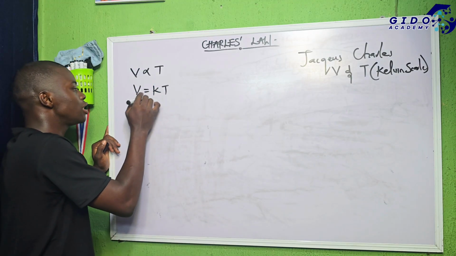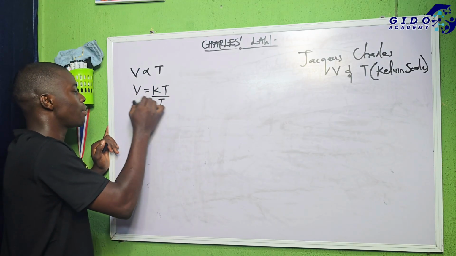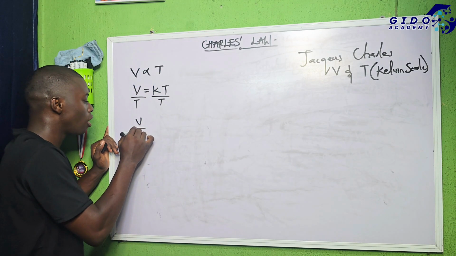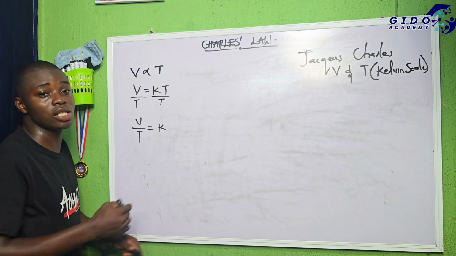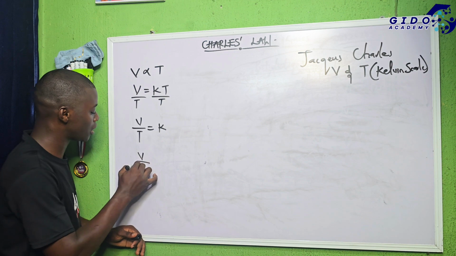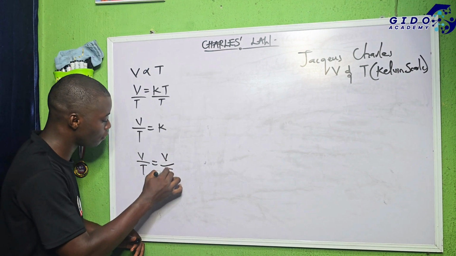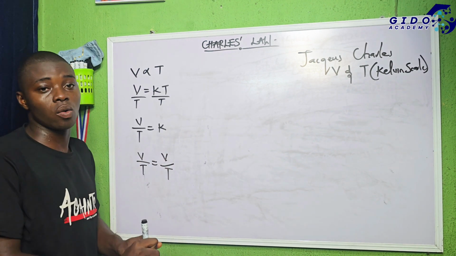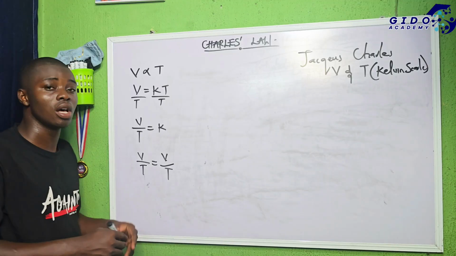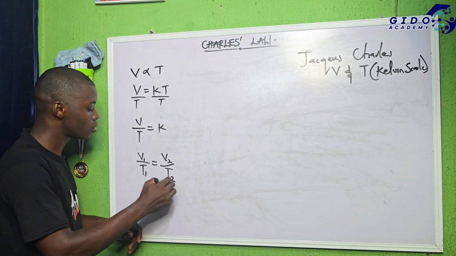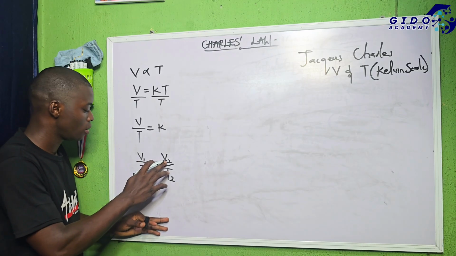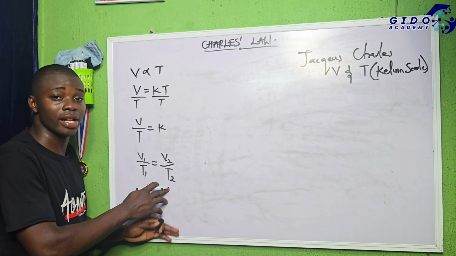Now let's make K the subject of the formula. So I will divide both sides by T. So V all over T is equal to K. Like I will always say, if V all over T is equal to K, I can say V all over T is equal to V all over T. So here is V1, T1, V2, T2: initial volume, final volume, initial temperature, final temperature.